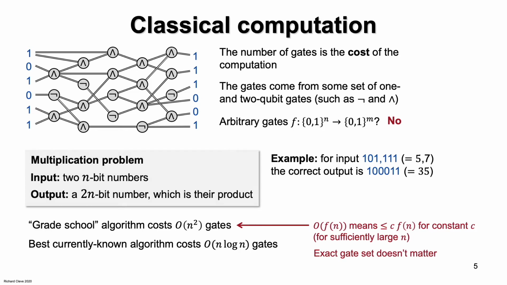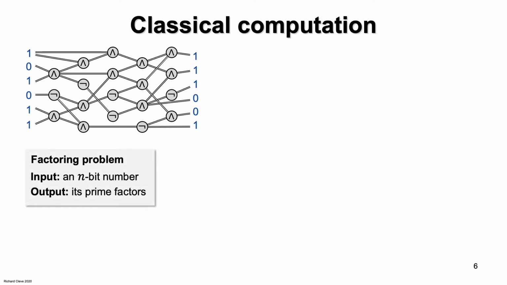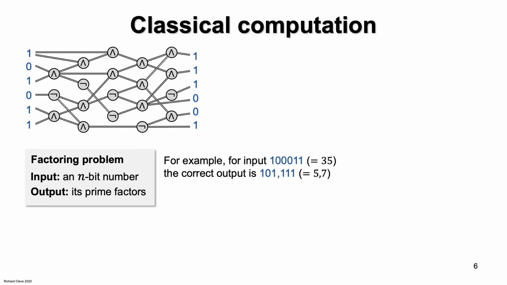Now let's look at the factoring problem, which is sort of the inverse of the multiplication problem. The input is an n-bit number, and the correct output is the prime factors. For example, for 35, the output should be 5 and 7. You probably also learned an algorithm in grade school for factoring numbers.